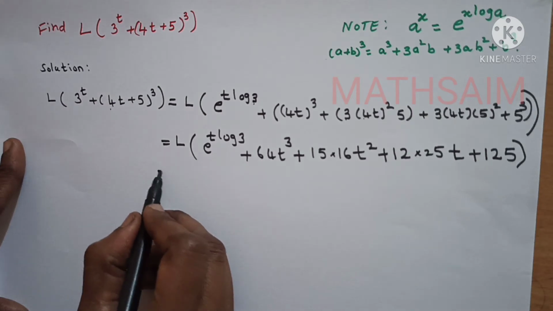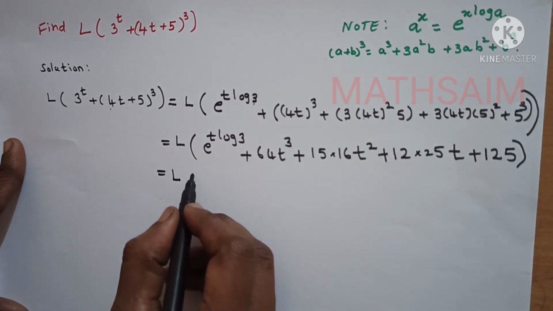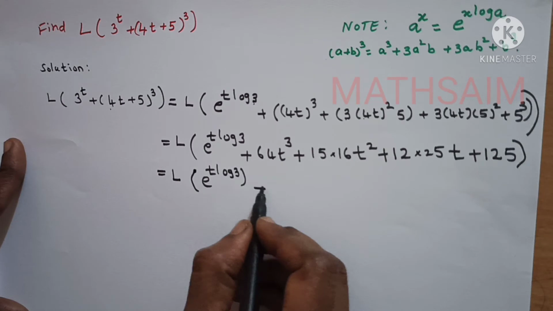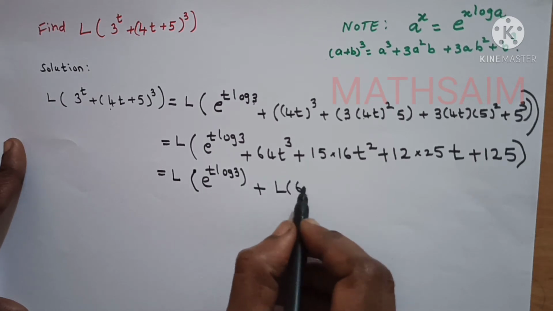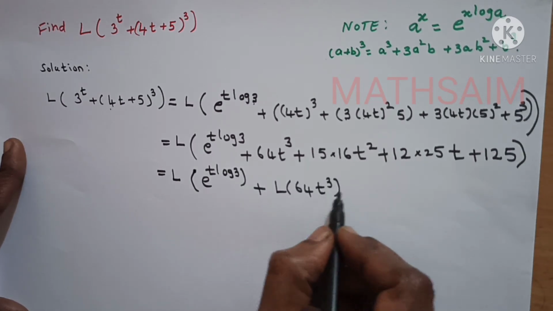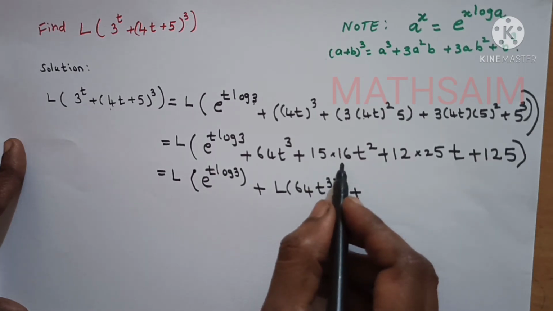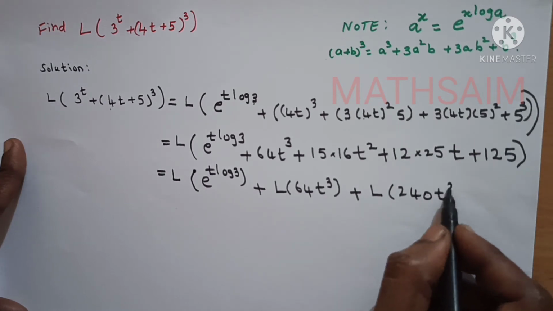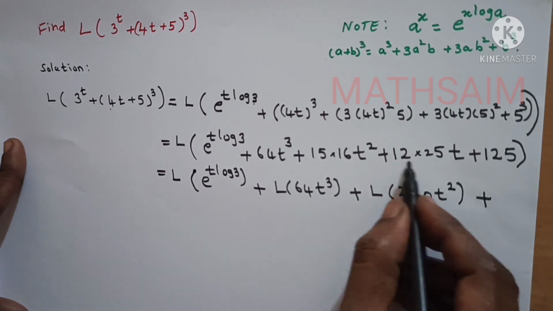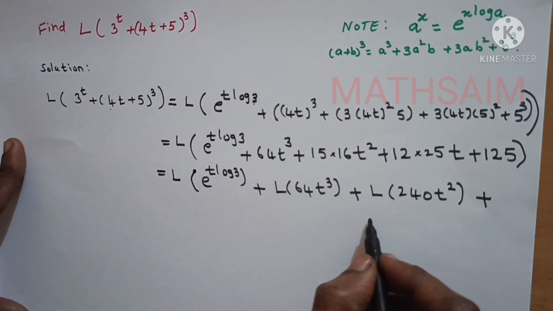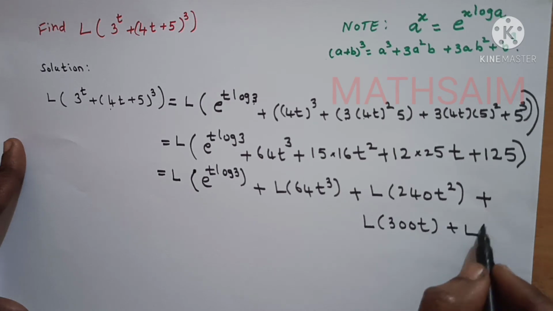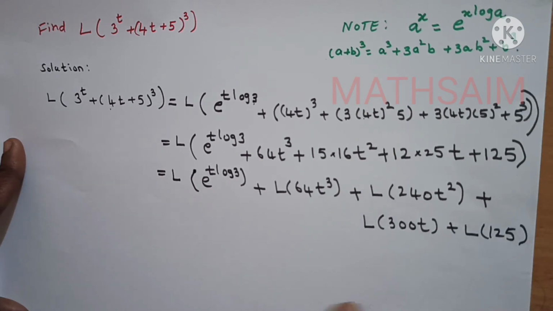Now just use the linear property: L of e power t into log 3 plus L of 64 t cube plus L of, 15 into 16 is 240, 240 t square, plus 12 into 25 is 300, that is L of 300t, plus L of 125.